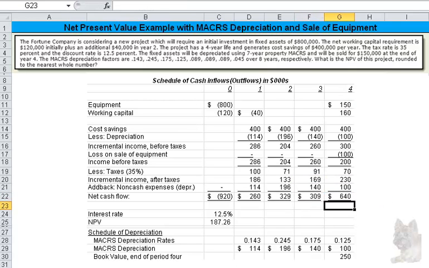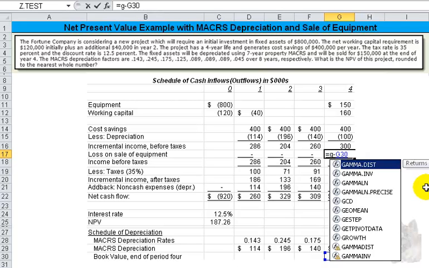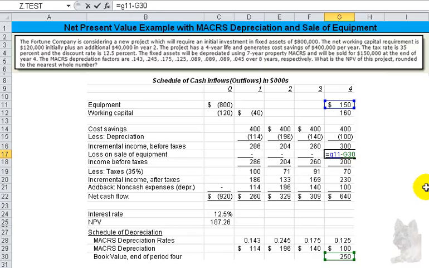Now, in the last year, we've got to add the loss on the sale of equipment. It had a book value of $250. We're going to sell it for $150. So there is this loss of $100,000, right? 150 minus G30. Oh, I actually typed in 150. To be correct, I should actually say take G11 minus G30. Okay, so I pull it from above.